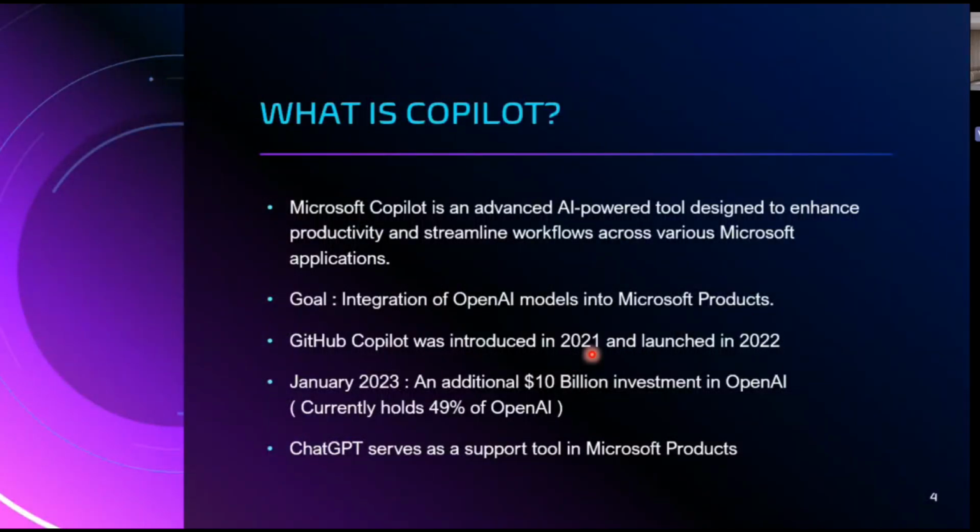GitHub Copilot was introduced in 2021 and was launched in 2022. That was the first product where the AI feature and Copilot was introduced. In January 2023, Microsoft invested 10 billion, and Microsoft is currently holding 49% of the stake in OpenAI. And OpenAI, everyone knows, was founded by Elon Musk and a couple of more people.